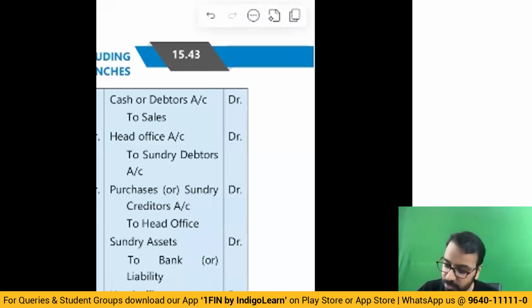In the same way, asset purchased by the branch, no entry. Asset purchased by the branch, but the asset is retained in head office books. This is one typical adjustment which again comes. What does that mean? The asset is purchased by the branch.